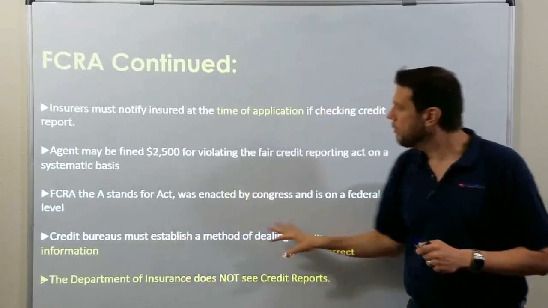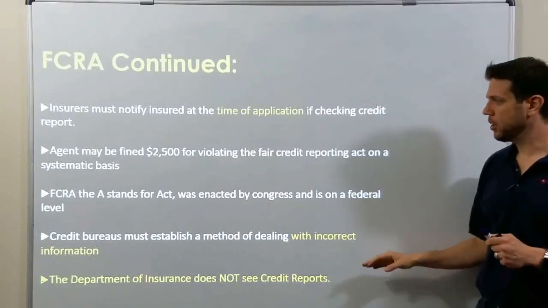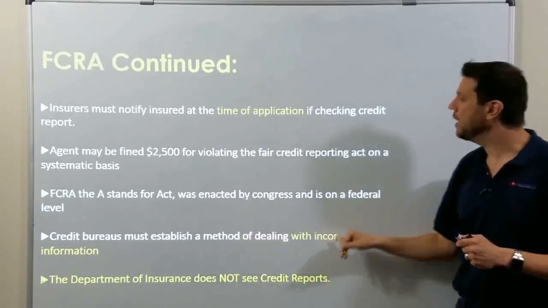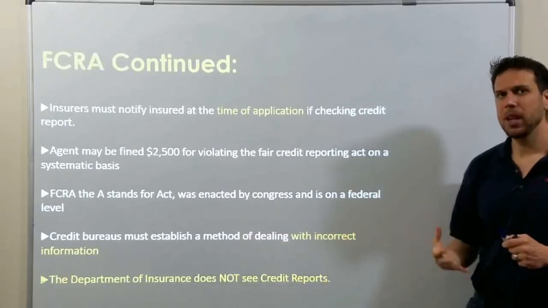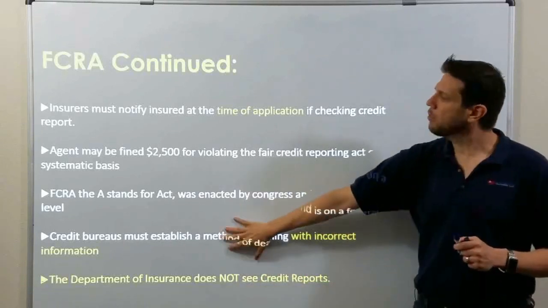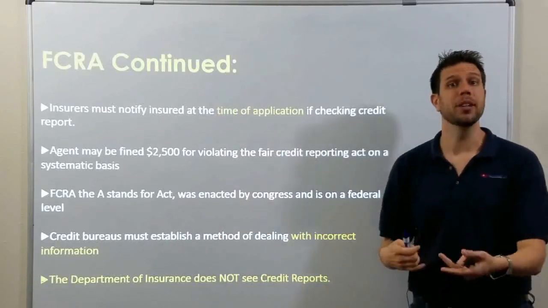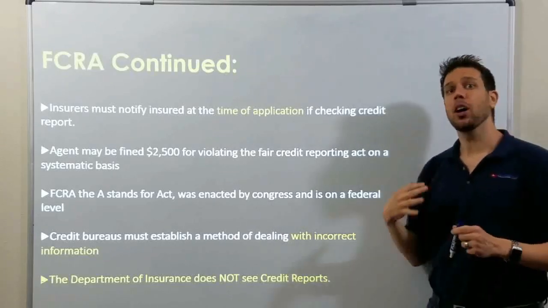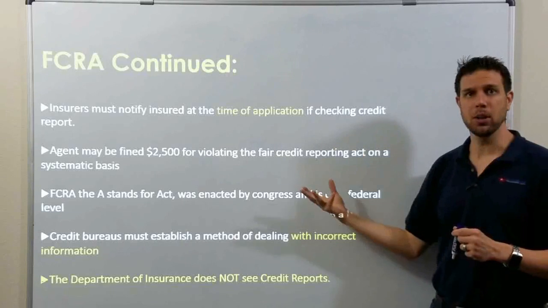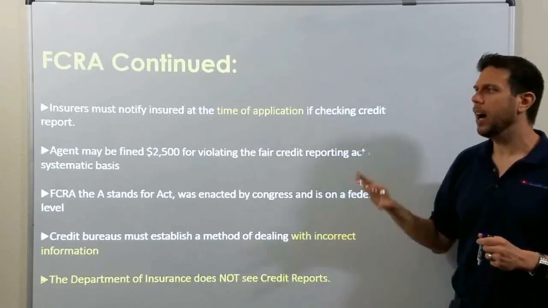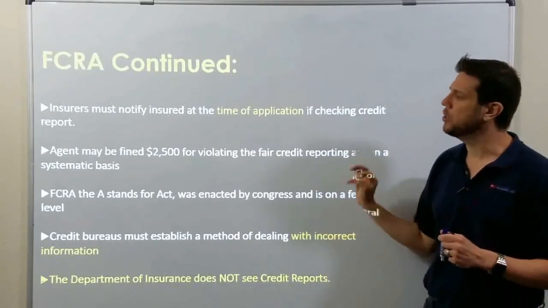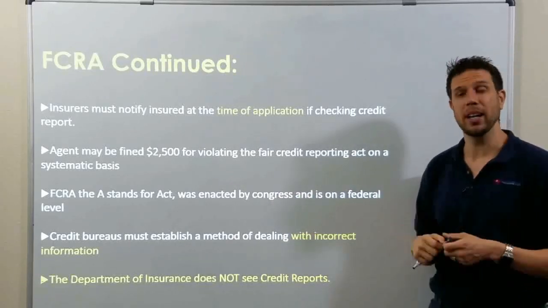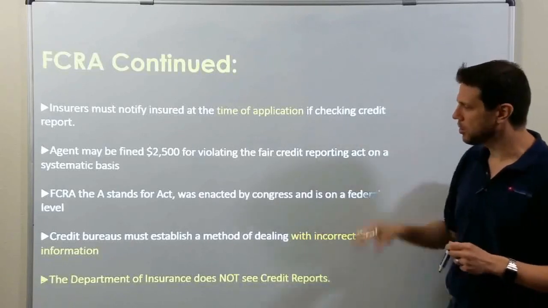If there's incorrect information on a person's credit report, the insurance companies must have a method of dealing with that incorrect information. We all know that if there's something wrong on a credit report, you can dispute it through the mail. At TSI Training, we also have a credit repair course that you can purchase if you would like, that we teach people how to dispute things off their credit report. And that way you know the proper way. But that's a whole different course.